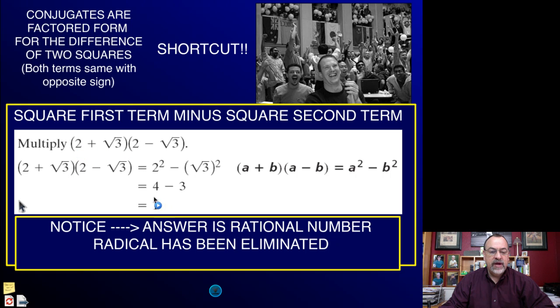Notice that I have a rational number here. The radical term has gone away, and that's going to happen all the time when we have radicals that are conjugates. Okay, so let's look at a few examples to wrap this up.